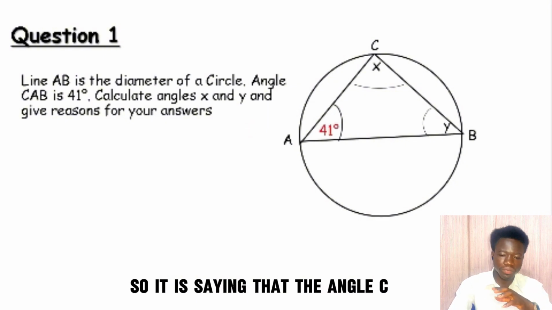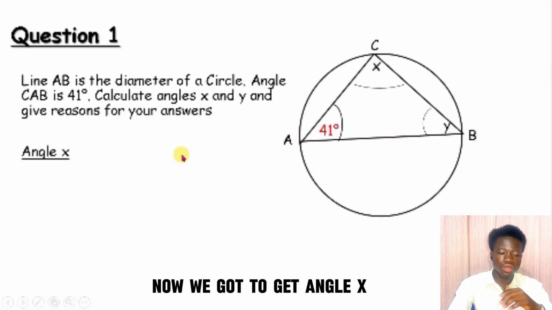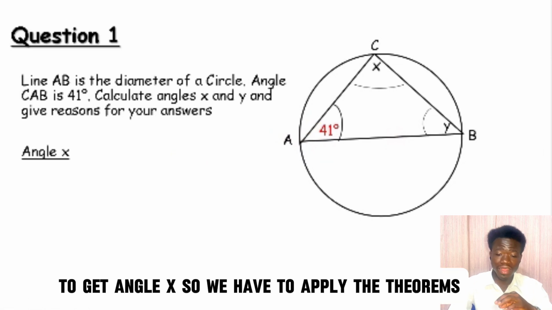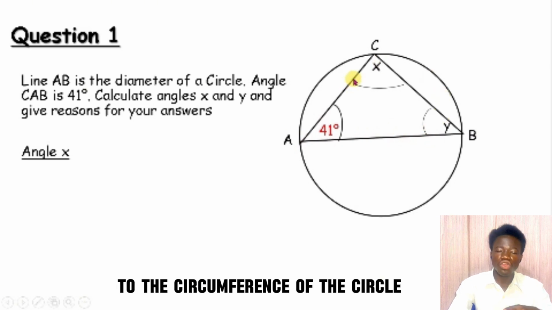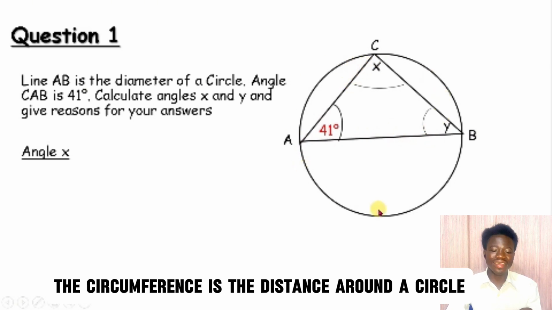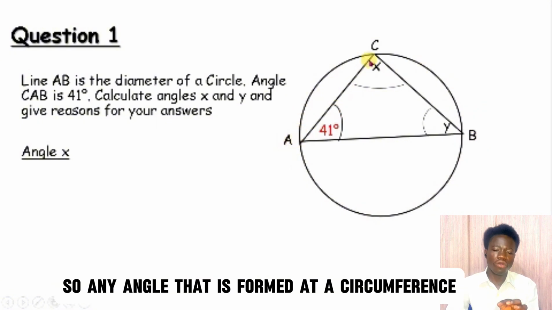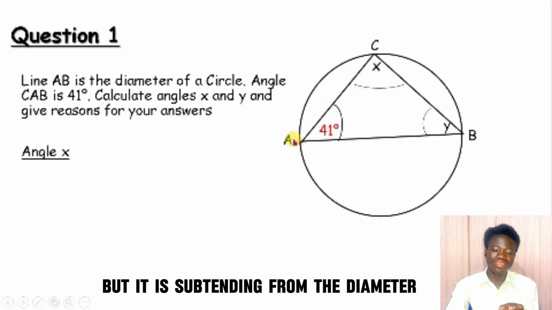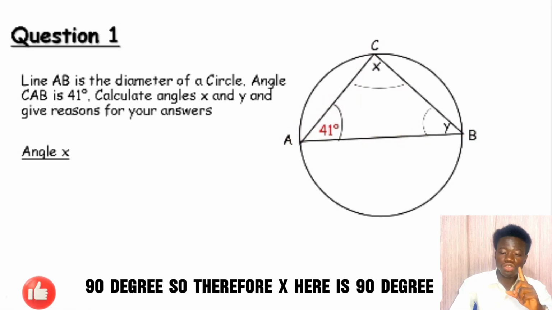So they're saying that the angle CAB is 41. Now we've got to get angle X. To get angle X, you have to apply the theorems. One of the theorems states that angles subtended from the diameter to the circumference of the circle. The circumference is the distance around the circle. Any angle that is formed at the circumference, but is subtending from the diameter, must be what? 90 degrees. So therefore, X here is 90 degrees.